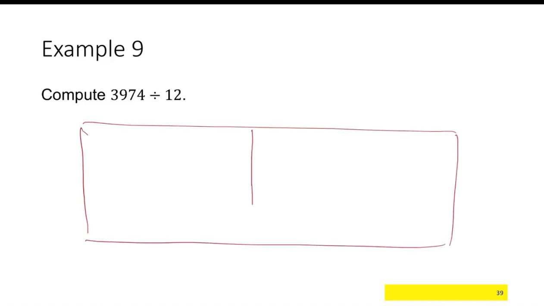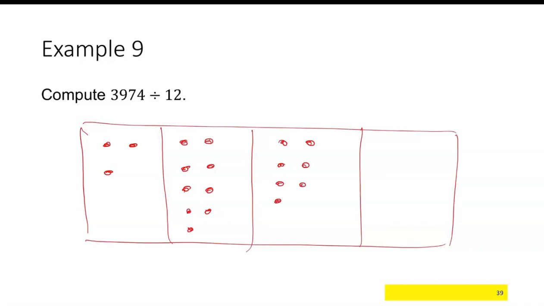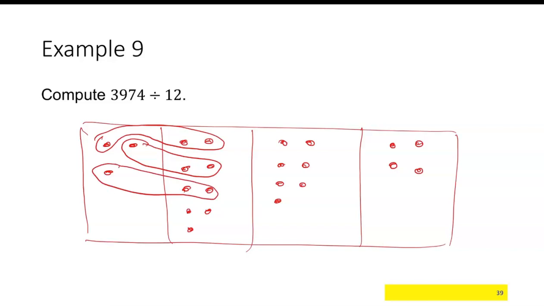So let's try 3,974 divided by 12. So I start with 3 dots, and then 9 dots, seven more, and 4 dots. Okay, so I'm looking for groups of 1 and 2. So I circle, there's 1 dot followed by 2 dots. There's 1 dot followed by 2 dots, and I can do it one more time. So I can form 3 groups in the hundreds place.